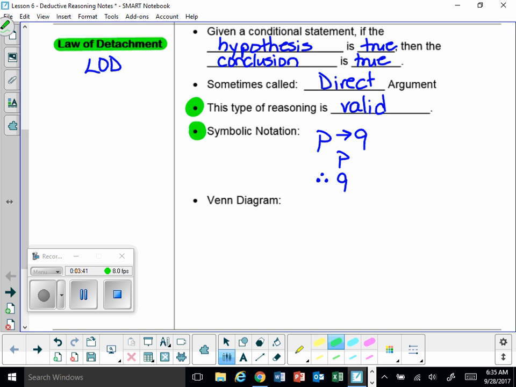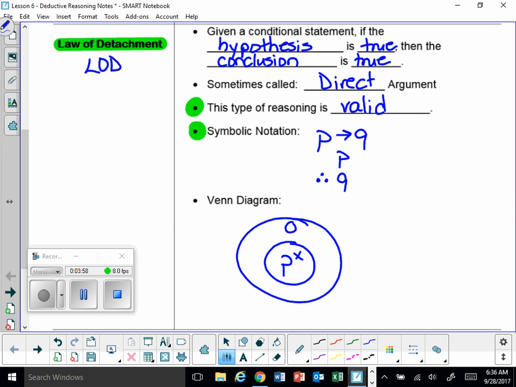All right, I highlighted the fact that the reasoning is valid and the symbolic notation because that's what needs to go on your note card for law of detachment. The Venn diagram is something that you see sometimes, and honestly, I don't care about it. But there it is.